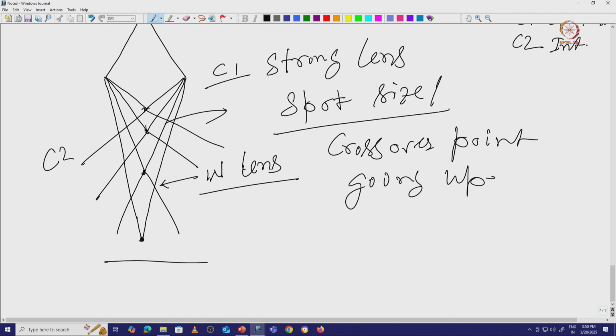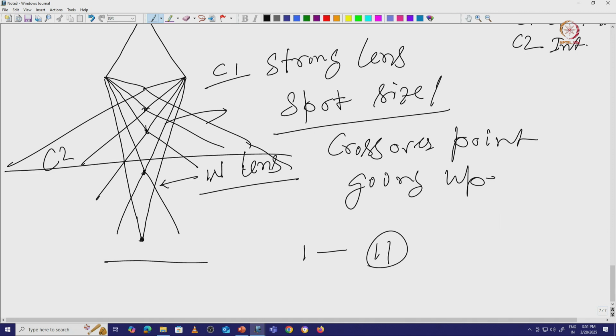Generally the spot size we can use is 1 to 11. If we are using spot size 11, that means a very strong magnetic field, and the crossover point will be very high up, close to the C1 lens, and your beam will be spread too much. So if you want to spread the beam too much using the C1 lens, you should use a very strong magnetic field, that means a very high spot size.